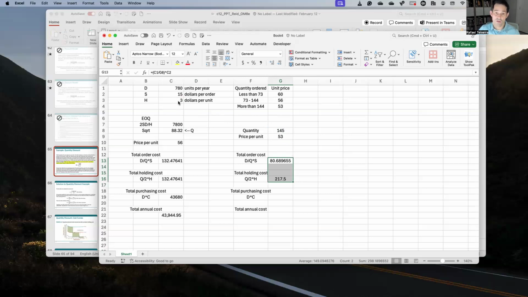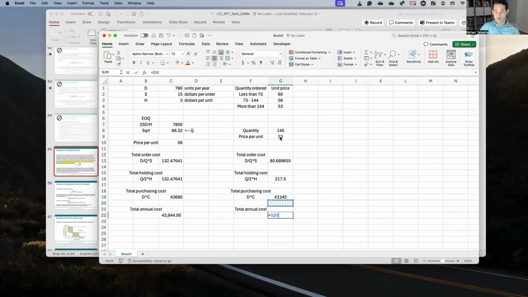You see that now these numbers differ. They differ because I'm not ordering the optimal quantity. The optimal quantity is this. When I order the optimal quantity, the total costs are the same. I'm not ordering the optimal quantity, so the costs differ. Okay. Finally, the purchasing cost is going to be the annual demand times my price per unit, 41,000.